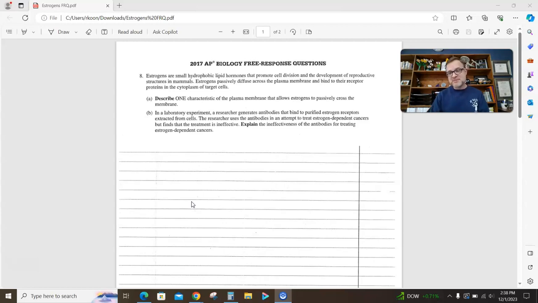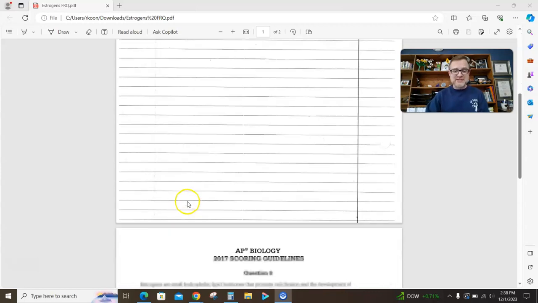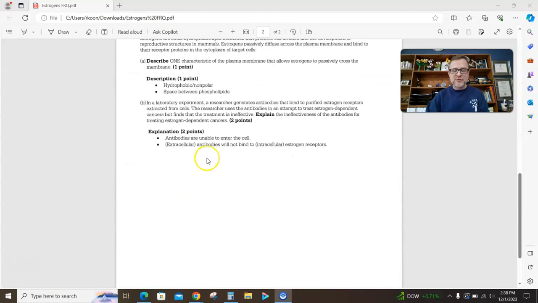Well, in order for the antibodies to bind to the receptors, they have to get inside the cell, and they're too big. So why is it ineffective? If you look at what the rubric accepts, so this is worth 2 points. On the current AP exam format, usually a bold word gives you a point. That's worth 1 point on the rubric.